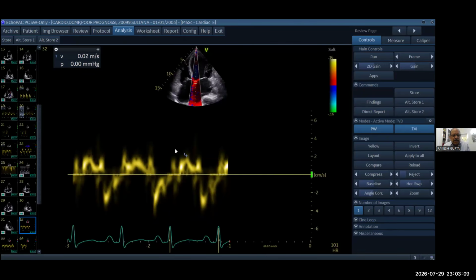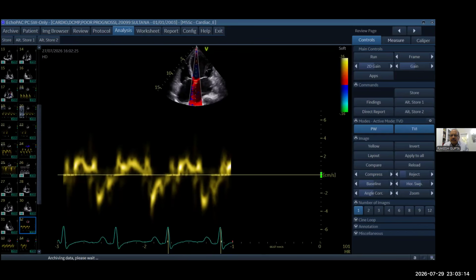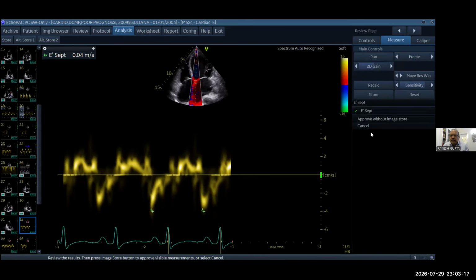This is septal annulus. This is E prime. Let me measure it. That is 71, and E prime septal is 4. 71 divided by 4 is 14. E to E prime ratio is 14. We forgot the algorithm completely. It should be grade 2 at least. Grade 2 diastolic dysfunction, sir, at least.